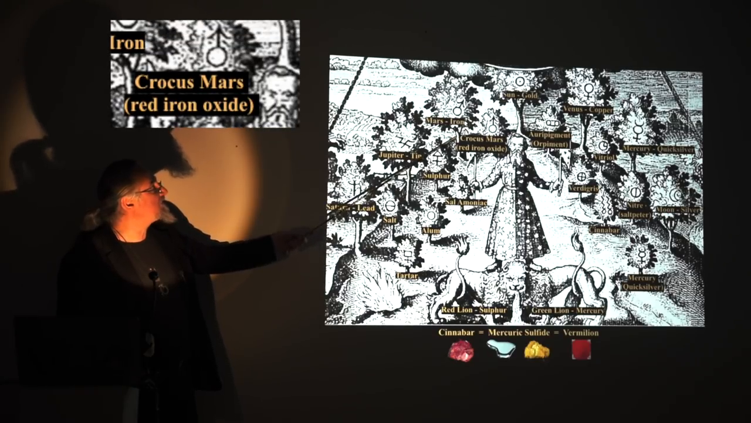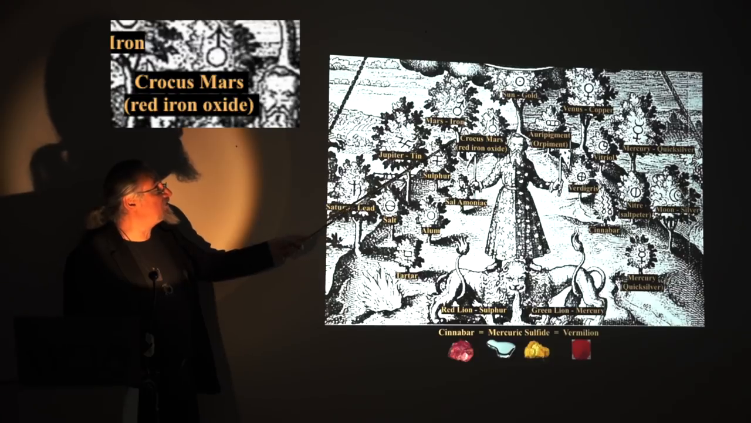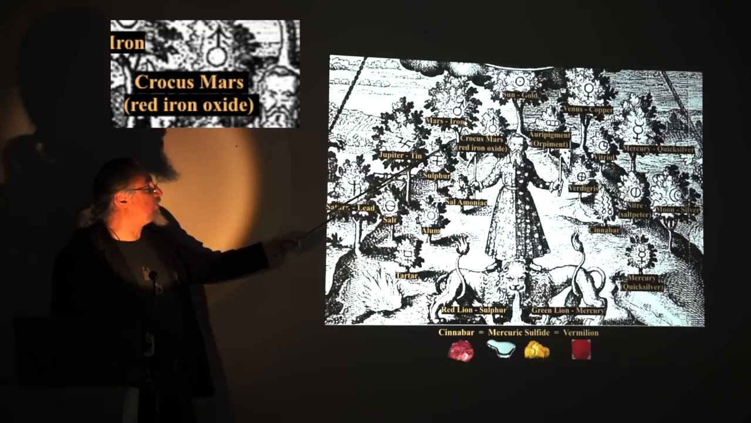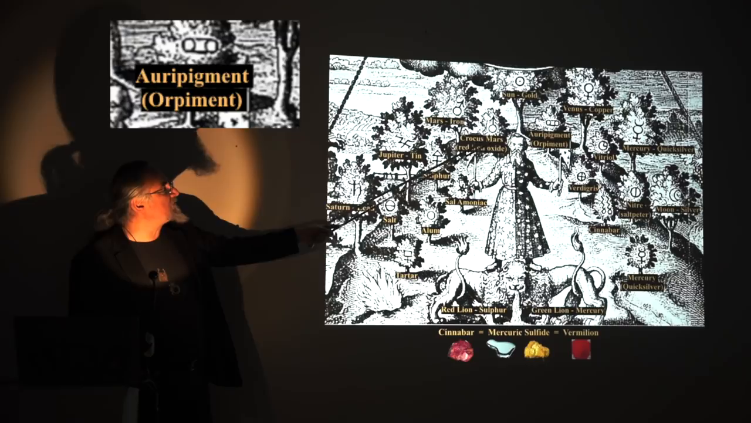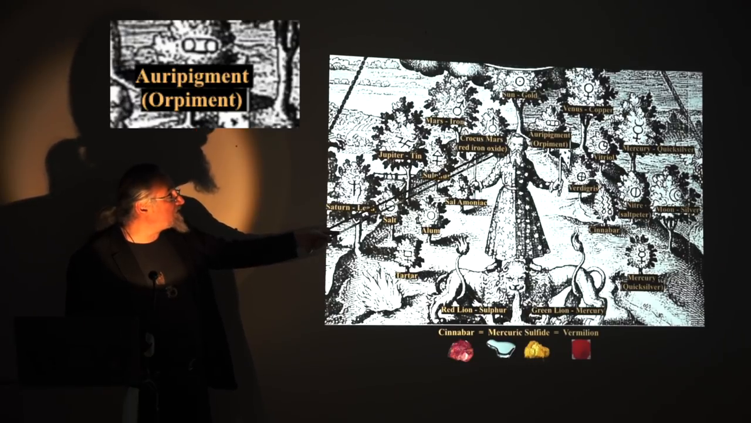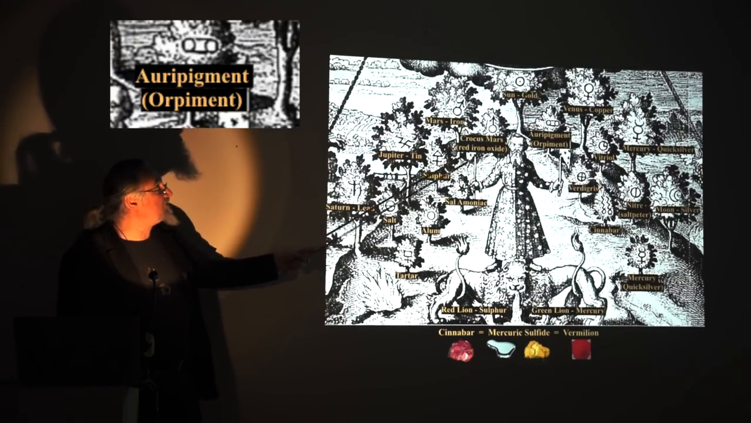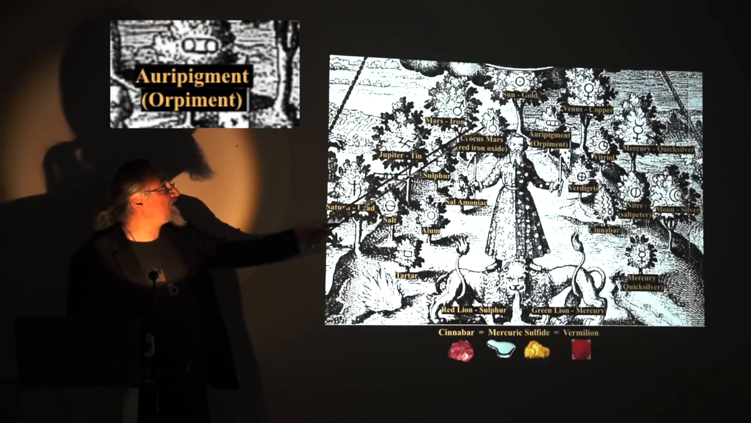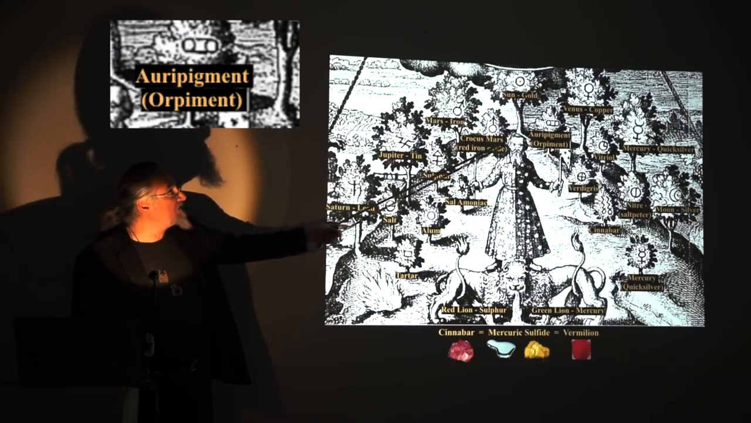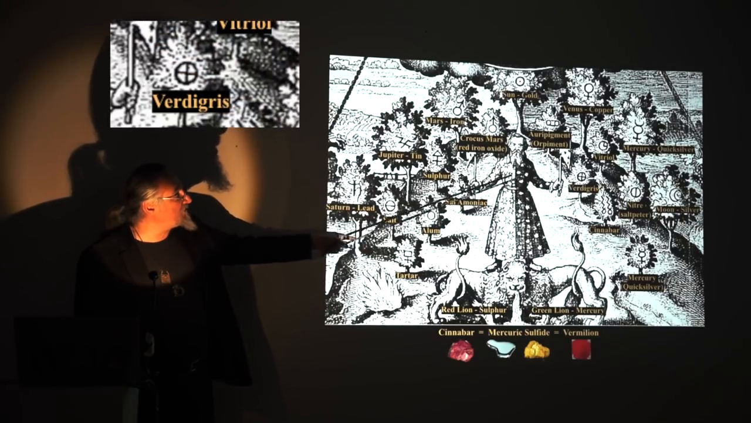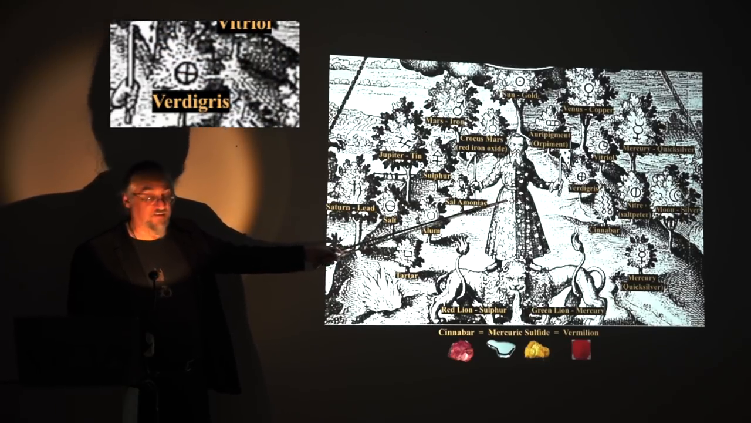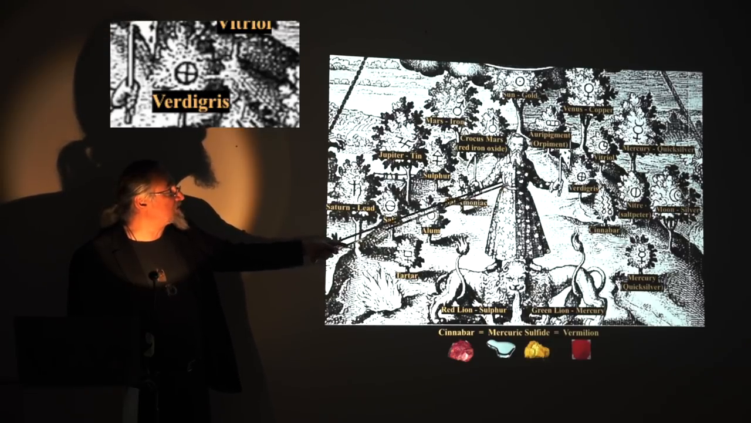Now, Crocus Mars, with a bit of research, reveals itself to be red iron oxide. And indeed, we artists use red iron oxide as a pigment. You can buy it, and for example, Old Holland has iron oxide red. Aura pigment we've met with before. It is in fact orpiment. And here the alchemist then is using red as an iron oxide, yellow through orpiment. And if we go a bit further past the vitriol, we come to verdigris, which we saw is a greenish tint coming from copper.